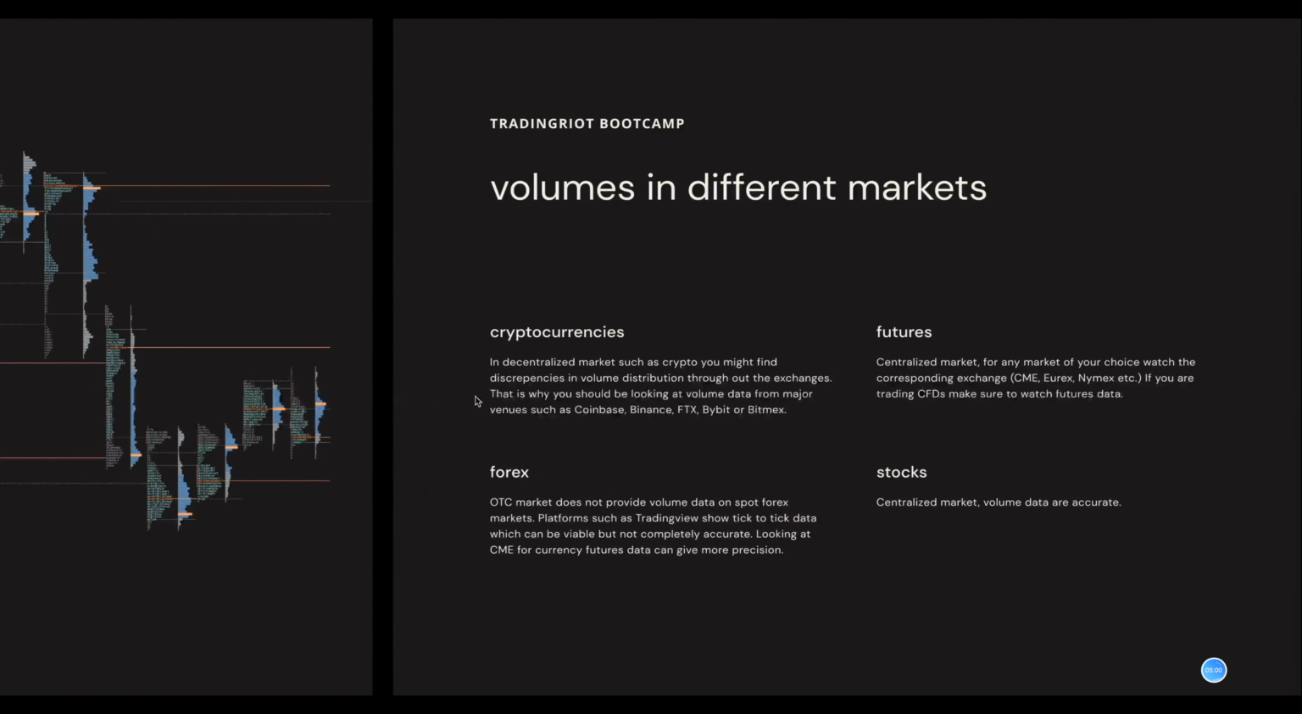Volumes in the different markets. In the cryptocurrencies, the decentralized markets such as crypto, you might find discrepancies in volume distribution throughout the exchanges. This is why you should be looking at volume data from major venues such as Coinbase, Binance, FTX, Bybit, or BitMEX.